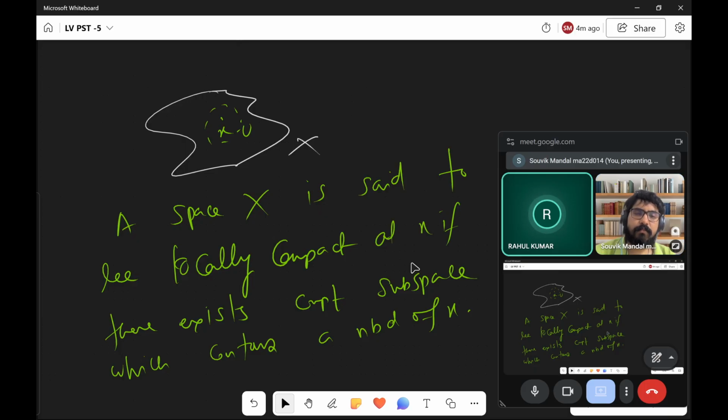No, here we are talking about the space, small x, the neighborhood contained in the subset of capital X. Yes. I mean, the definition says that suppose we have capital X as a big space and little x is a point, then it will be said to be locally compact if capital S contains a compact subspace which contains a neighborhood of little x. So is the definition clear? Yes, sir.